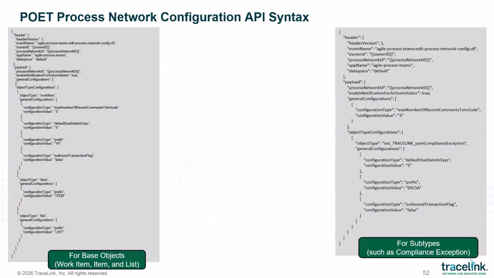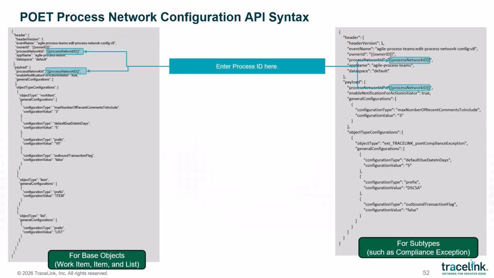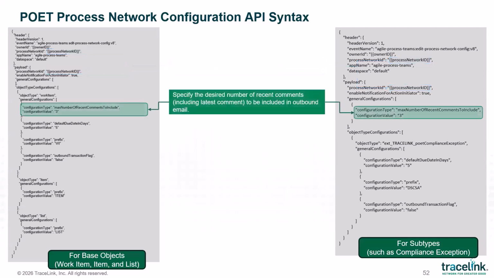Here is the syntax of the network configuration API for base objects and its subtypes, such as compliance exceptions. In the syntax, enter the owner ID value that we've captured. Enter the process network ID value that we also captured. Here you can specify the desired number of recent comments to be included in the outbound email. In this example, it's set to the 3 latest emails.